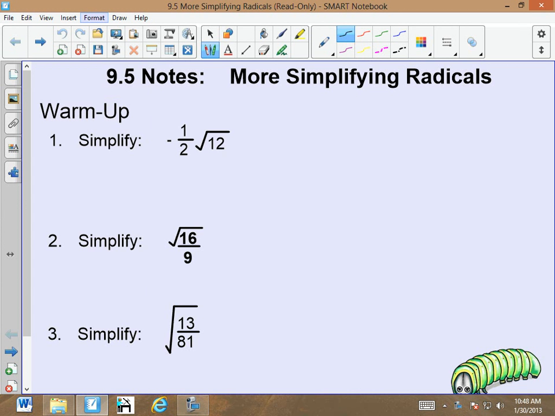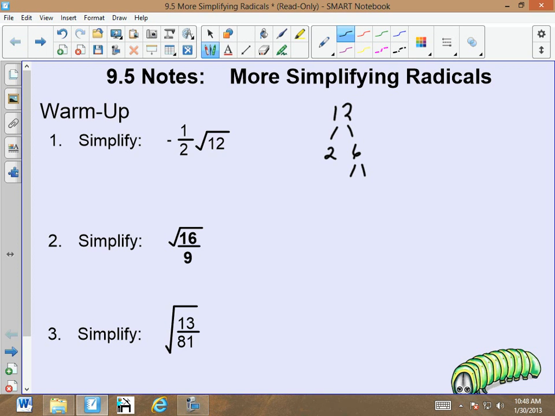The square root of 12. I know it's a square root because I don't have a number right here. If I had a number there, then it would be a different root. No number means square root. Now, 12 is not a perfect square. A number multiplied by itself will not give you 12. So I have to factor it.